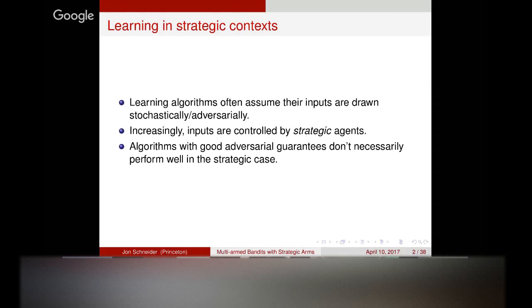I'll talk about this more later, but algorithms with good adversarial guarantees don't necessarily perform well in the strategic case. And you might think, how is this possible? Adversarial encompasses everything, and I guess that'll be the focus of this talk.